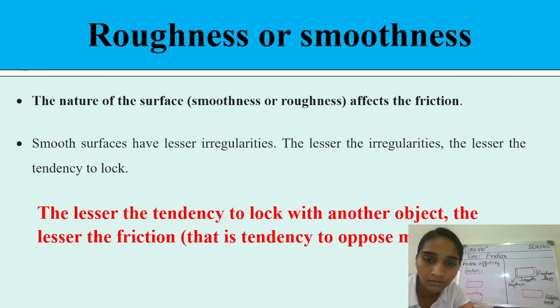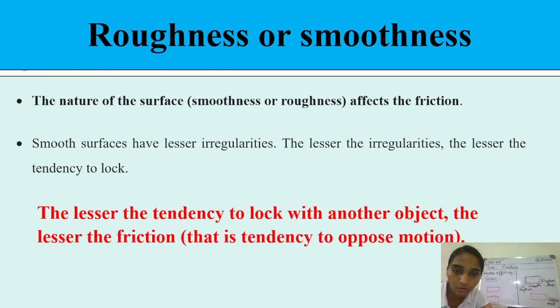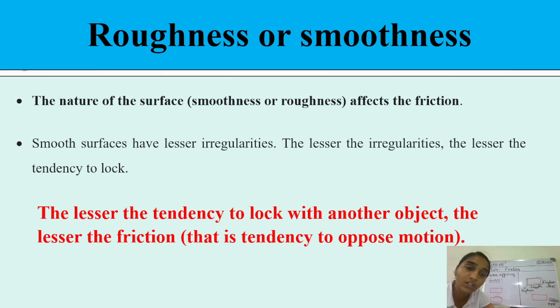Yes, it's very good. Friction will automatically be less. So the lesser the tendency to lock with another object, the lesser the friction, which means lesser tendency to oppose the motion. So it will be easier. So the first factor which we have studied was roughness or smoothness. I hope you will remember how the roughness or smoothness nature of the surface affects the friction.